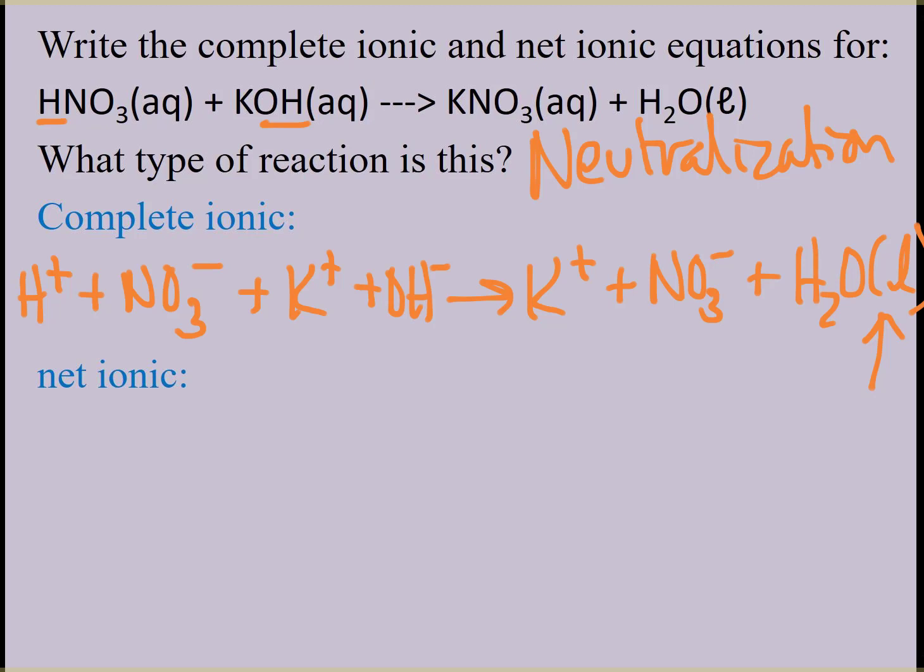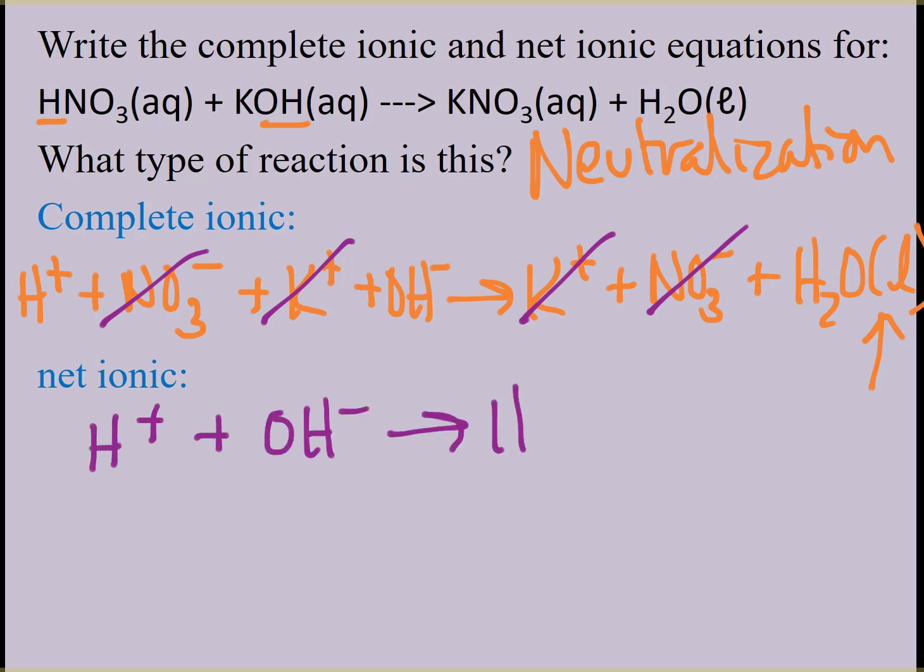So I can eliminate the spectators. I have K on each side, I can get rid of that. I have NO3 on each side, I can get rid of that. And so I will have H plus and OH minus, and I'll get liquid water. You could also start from the liquid water and then work backwards trying to figure out what ions would make up the liquid water, but you would end up with the same thing. You can put the little aqueous species there.